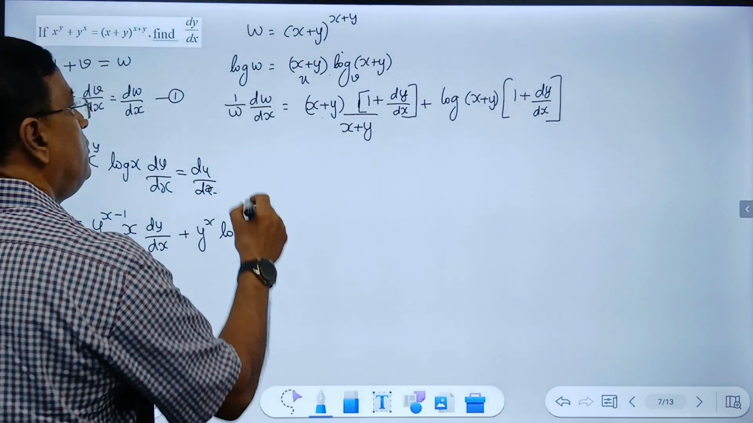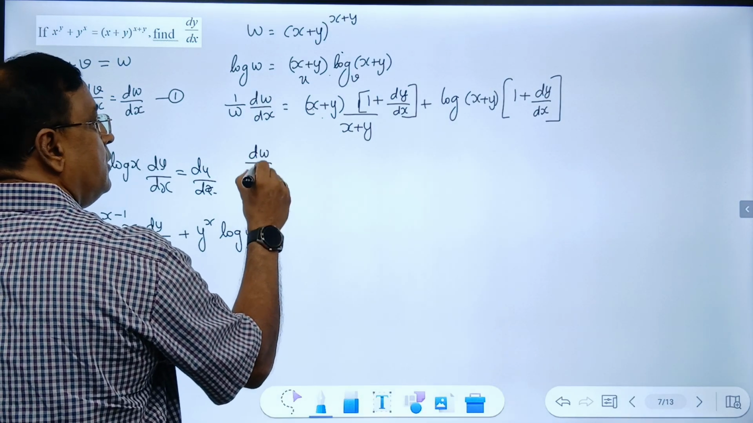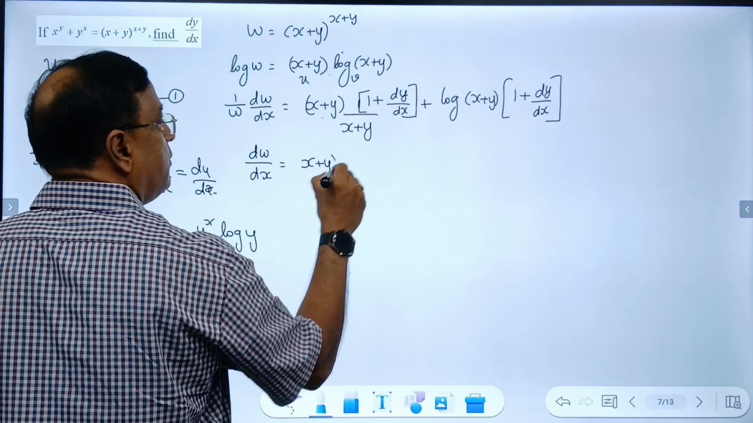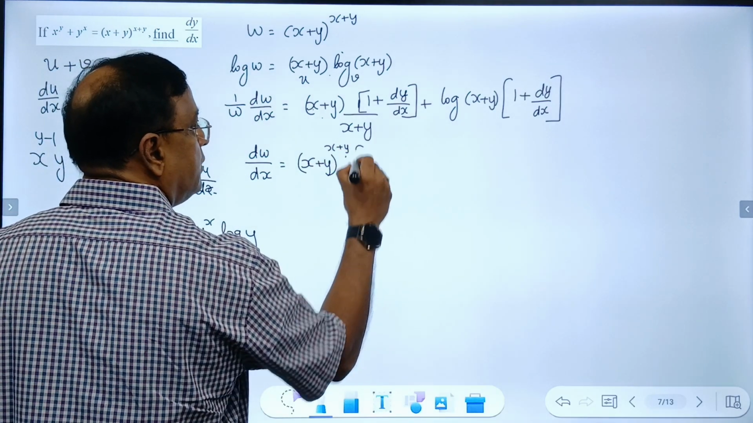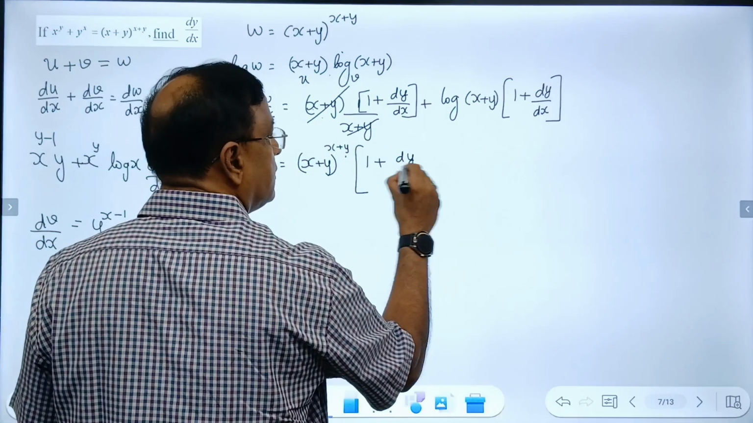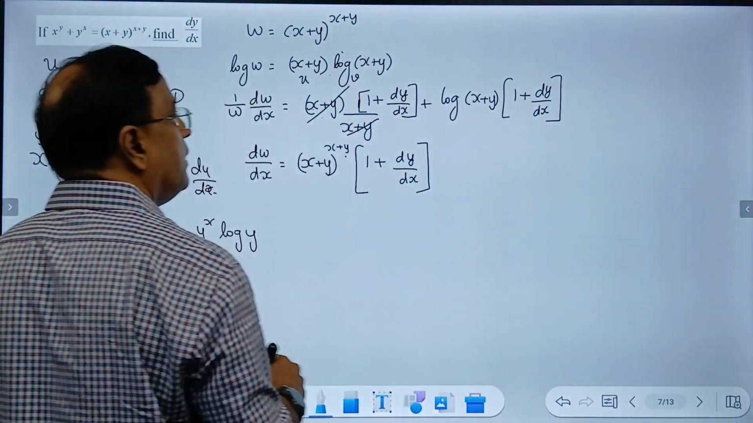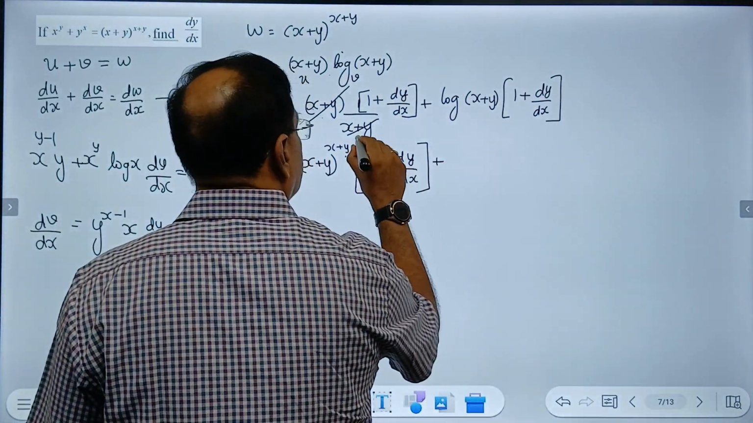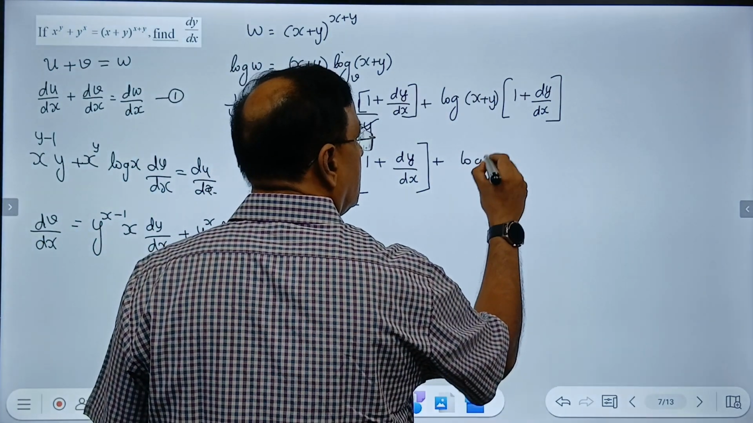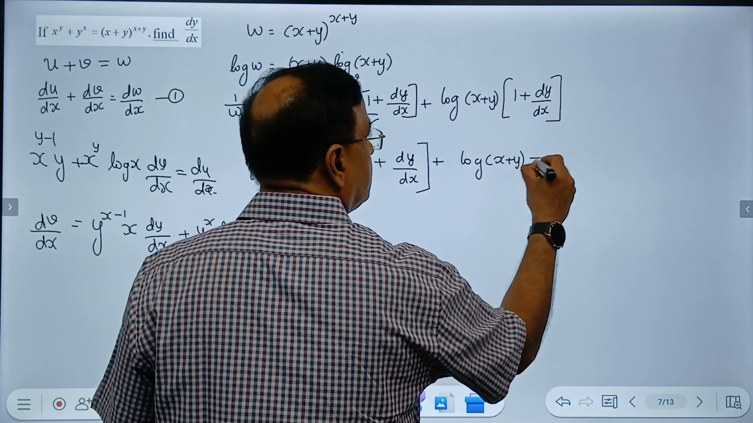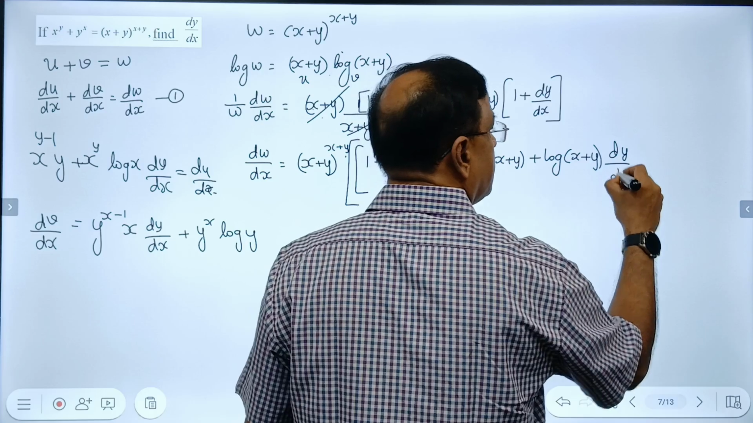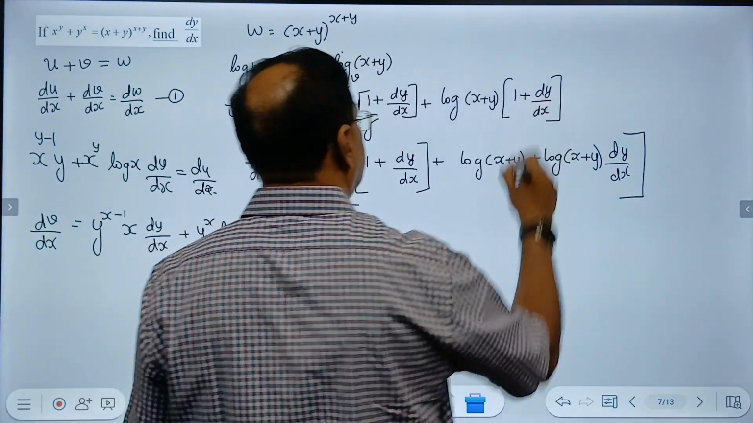Okay, now what do you do? You find dw by dx. What is dw by dx? W into, what is w? x plus y whole power x plus y, into, this can be cancelled. So I get 1 plus dy by dx, okay, plus, actually there should be a bigger bracket because this is common to both the terms. This is log of x plus y, plus log of x plus y into dy by dx. I open the bracket.